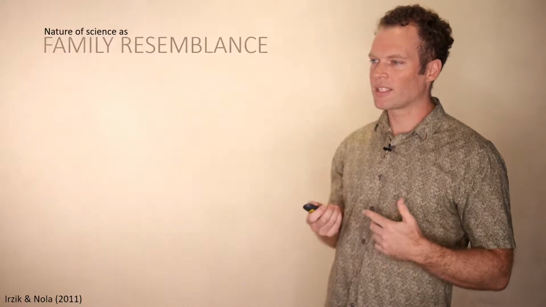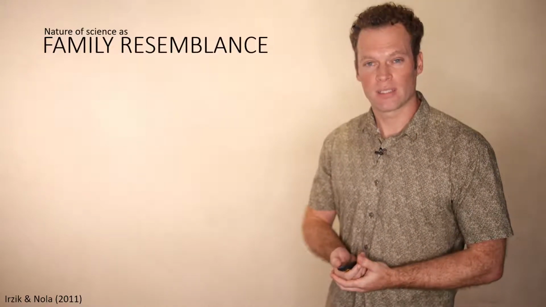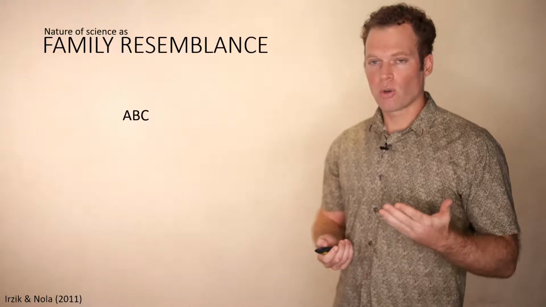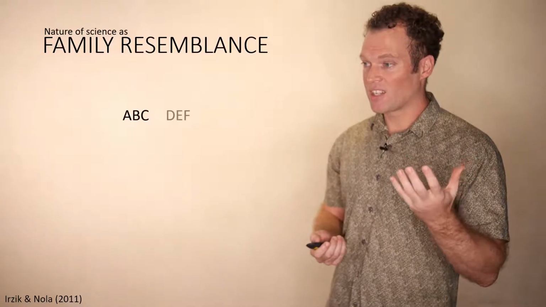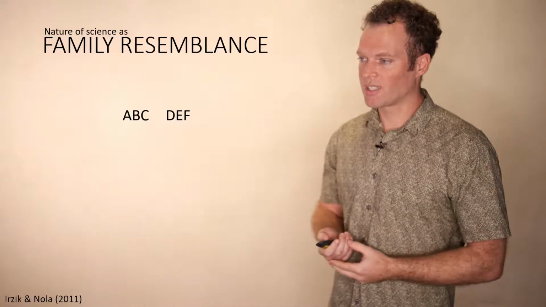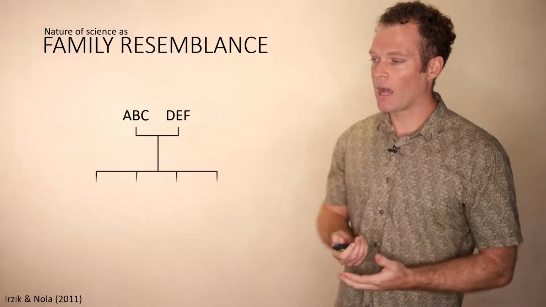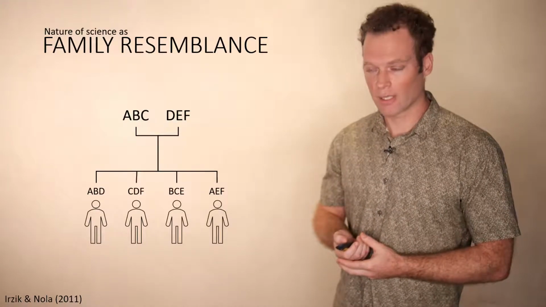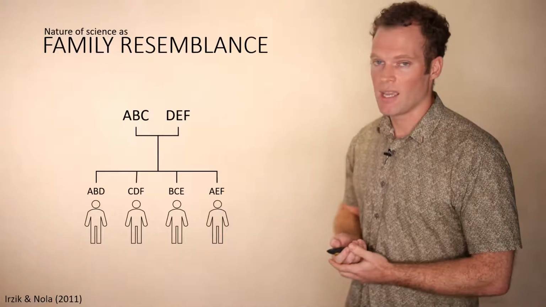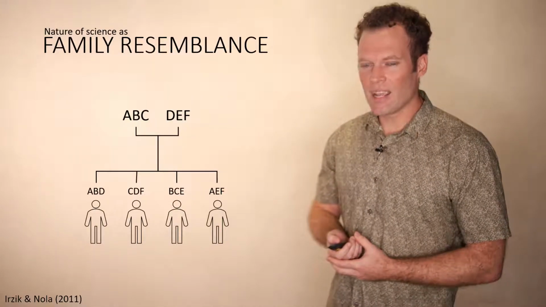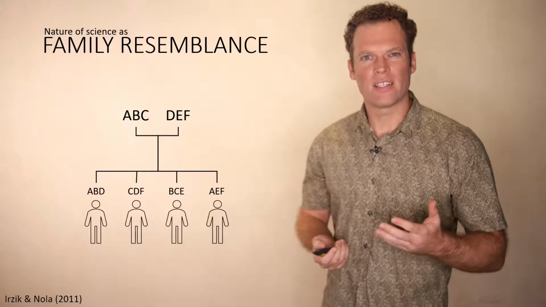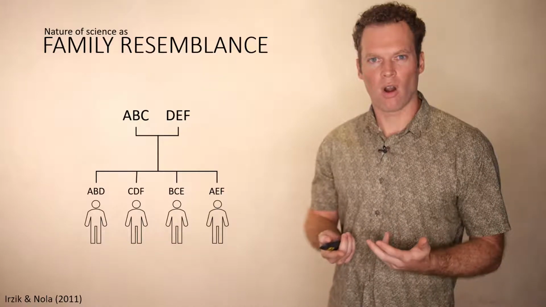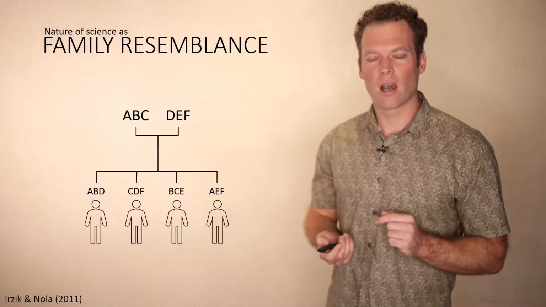And so Erzik and Nola take this idea to define a family resemblance approach to explaining the nature of science. And so just to give an example, you can imagine a couple parents with these characteristics, A, B, C, and D, E, F, and then they have offspring with various combinations of those characteristics. A, B, D, C, D, F, B, C, E, A, E, F. And even though each of those 4 offspring are different from the others, no 2 of those offspring are the same, it is clear that they come from the same family.